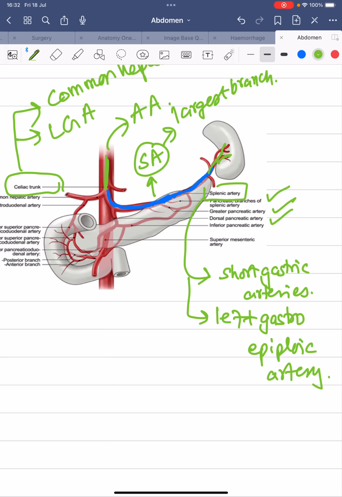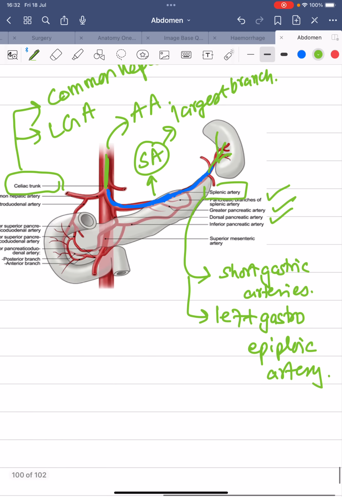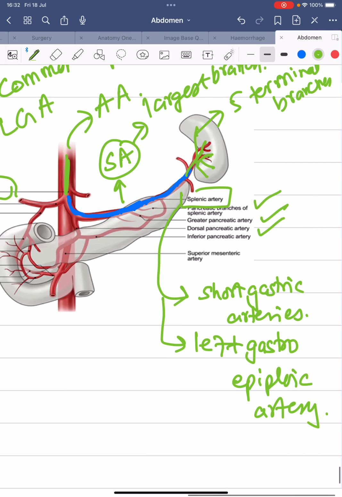And now it ends here in 5 terminal branches. Please remember these 5 terminal branches of the splenic artery divide and give blood supply to the individual segments of the spleen with no anastomosis. Please remember it forever. No anastomosis. So all these are end arteries. If there is any obstruction or splenic infarction, you must remove that part. Clear to everyone? So this is your splenic artery.